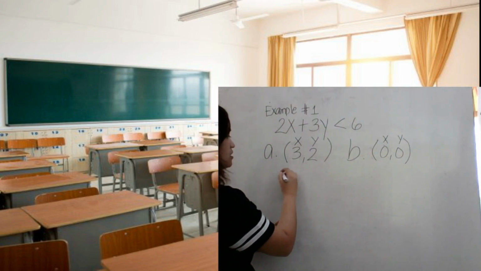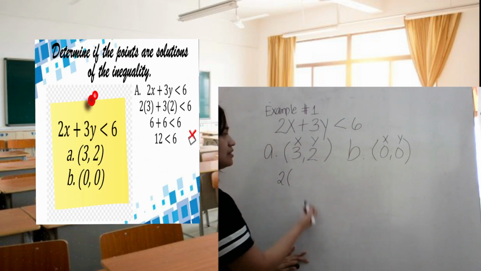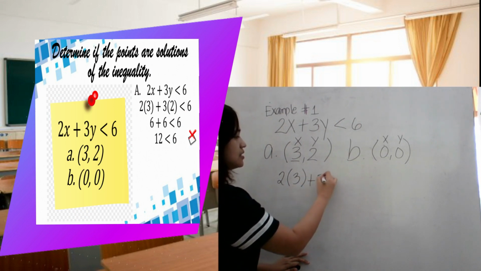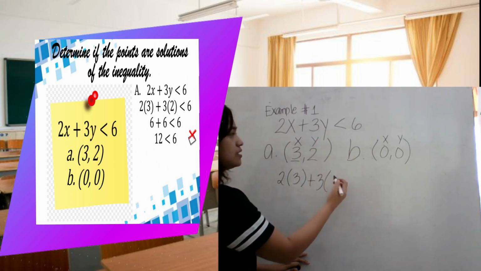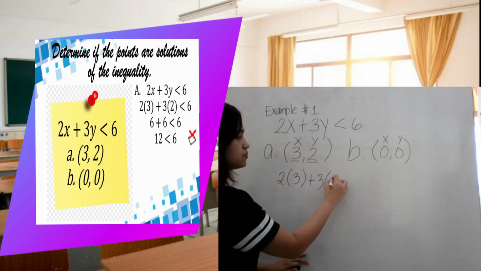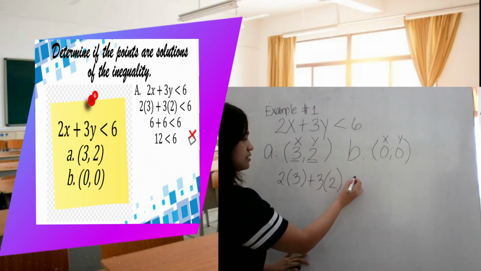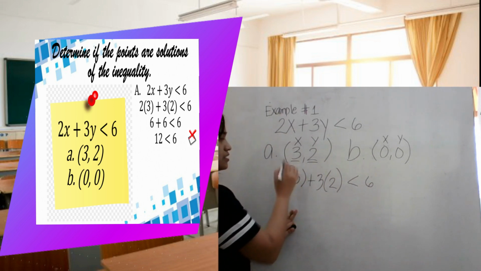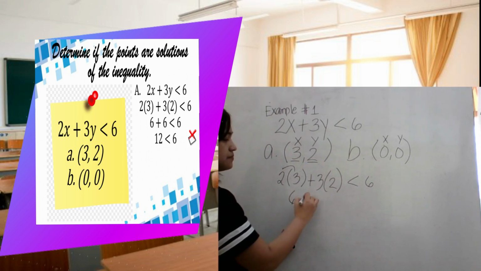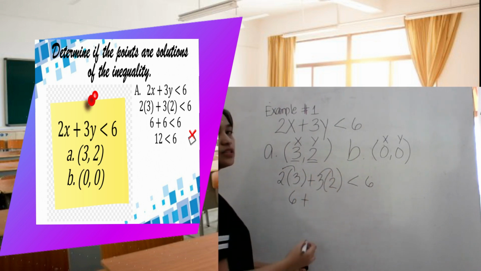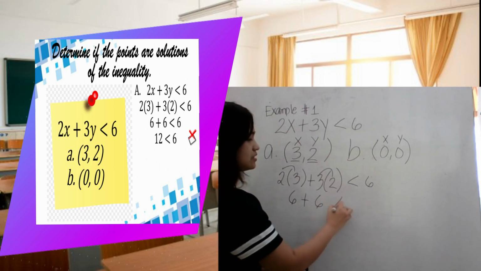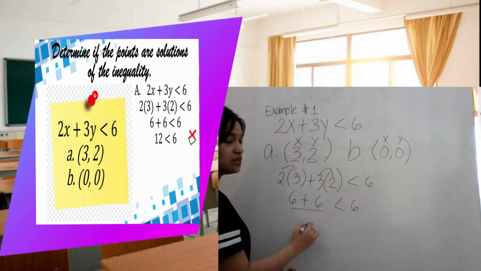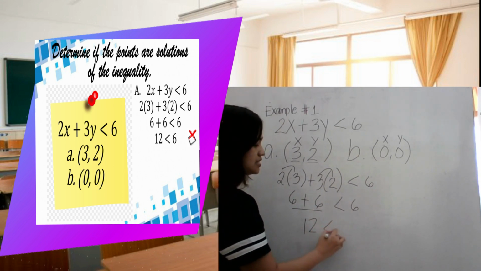And then, yung una muna ang ating isolve. So substitute lang natin. 2 times, ano nga ulit yung x natin? Diba si 3? So isulat lang. Plus 3, ano nga ulit yung y? That is 2. Then, less than 6. 2 times 3, ang sagot ay 6. 3 times 2, ang sagot ay 6. Now, ipag-add natin, 6 plus 6, ang sagot ay 12 is less than 6.